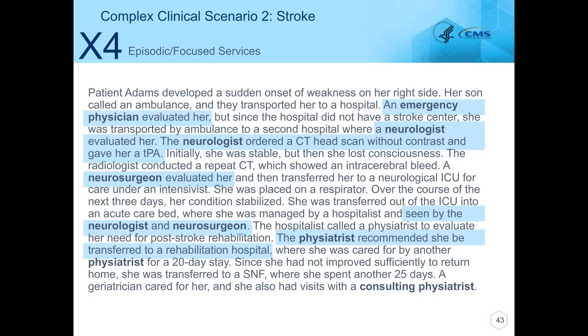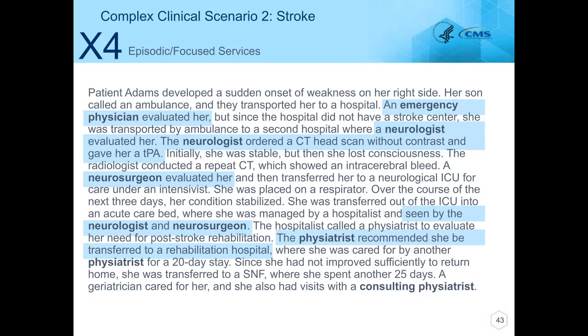could involve the emergency physician who first sees the patient, is managing the patient's acute issues and getting her stabilized. The neurologist who's also managing her stroke symptoms and getting her ready for TPA and the CT scan is also doing focused services during that episodic care. And then the neurosurgeon who's evaluating her for the intracerebral bleed is also categorized under this. The physiatrist who's evaluating her for rehabilitation potential is also conducting episodic focused services.